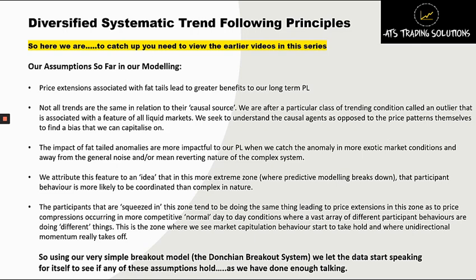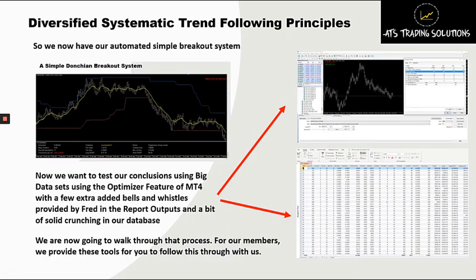Using our very simple breakout model, the Donchian breakout system, we let the data start speaking for itself, as we've done enough talking already. So now we have automated our simple breakout system, which is the simple Donchian breakout system described here. Now what we want to do is to test our conclusions using big data sets, using the optimizer feature of MetaTrader 4, with a few extra added bells and whistles provided by Fred in the report outputs and a bit of solid crunching in an Access database.